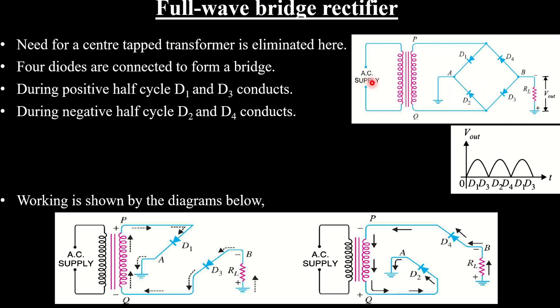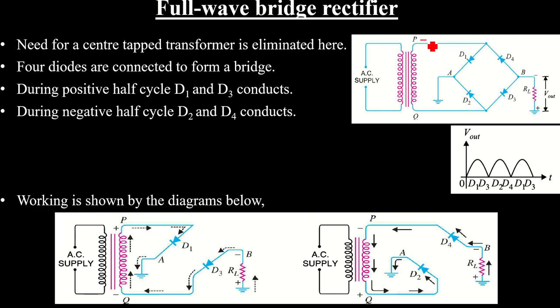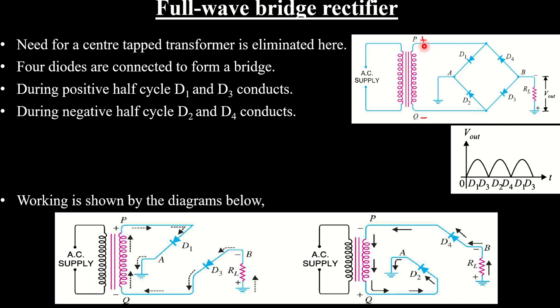Now let's see the action or the working of this circuit. Suppose during the positive half cycle this P is positive and Q is negative, let's say. Then this current starts to flow in this direction. When it reaches this point, this diode D4 is reverse biased and it does not conduct at all.